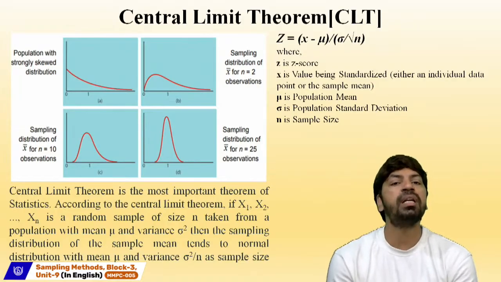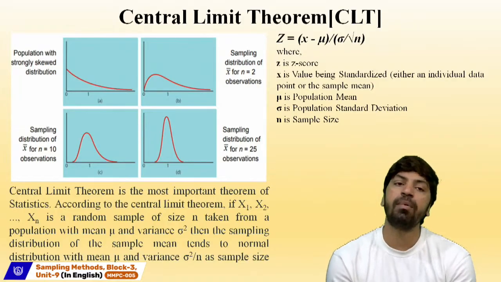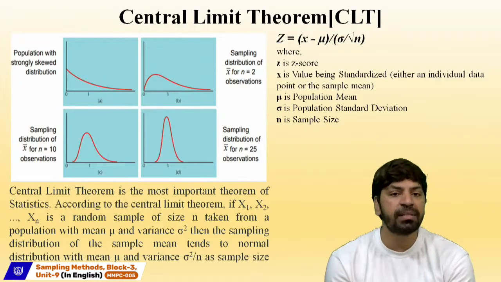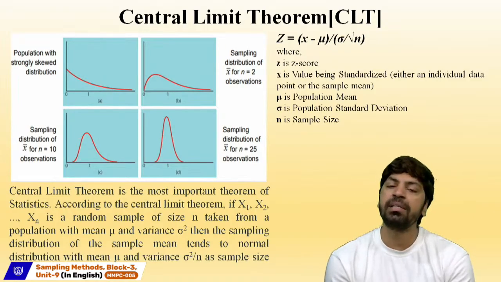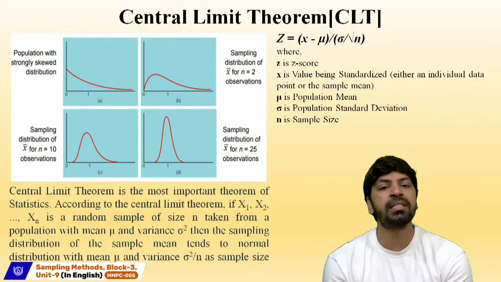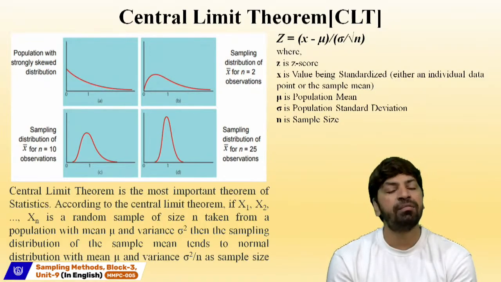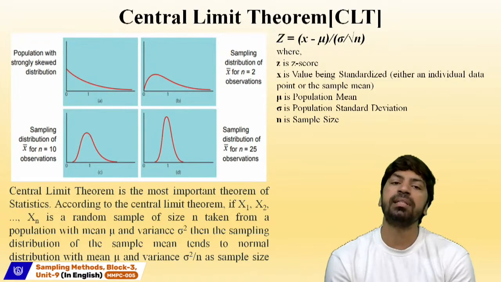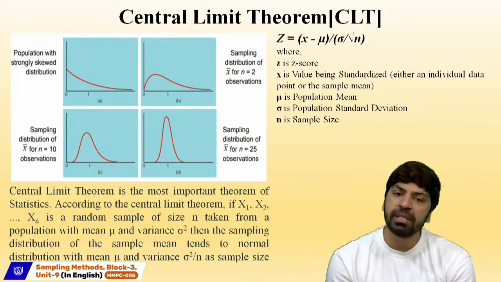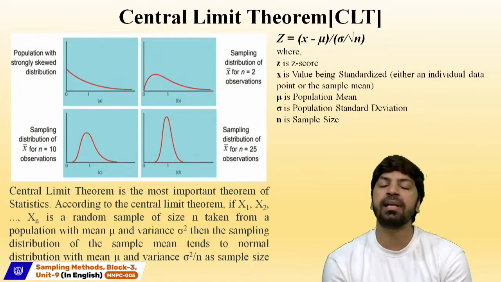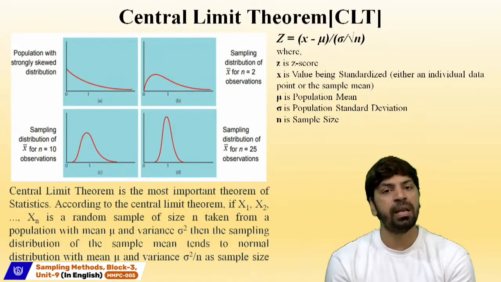The central limit theorem is one of the most important theorems of statistics. According to this theorem, the selection is made on a random basis, considering samples of size n taken from the population with a population mean and variance. Then the sampling distribution of the sample mean tends to be a normal distribution, with mean and variance, as the sample size becomes large.